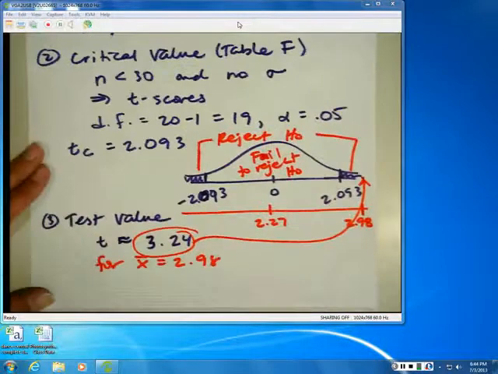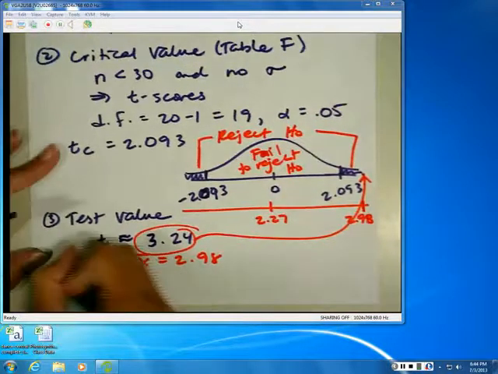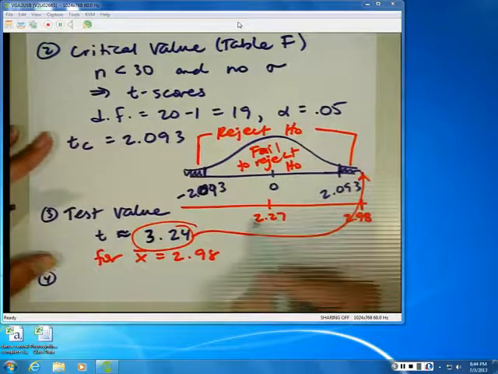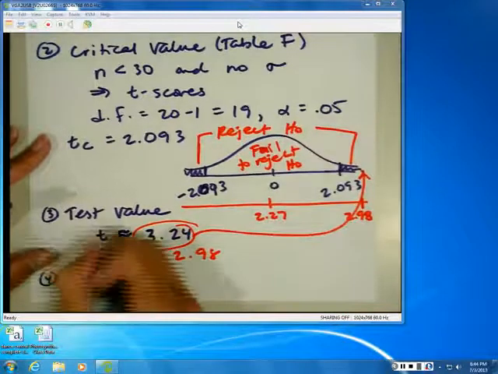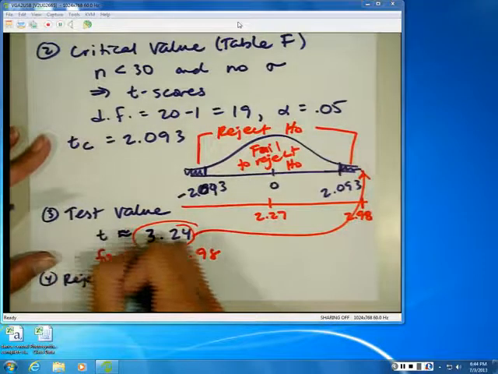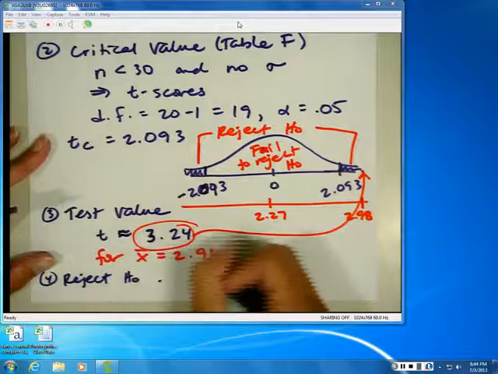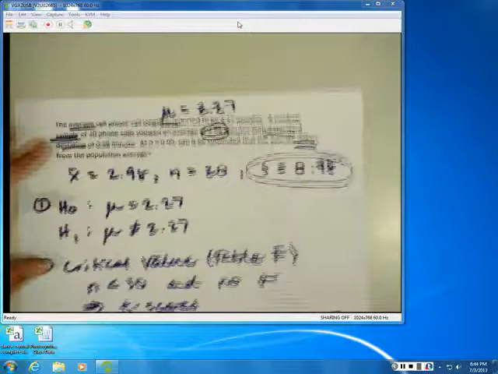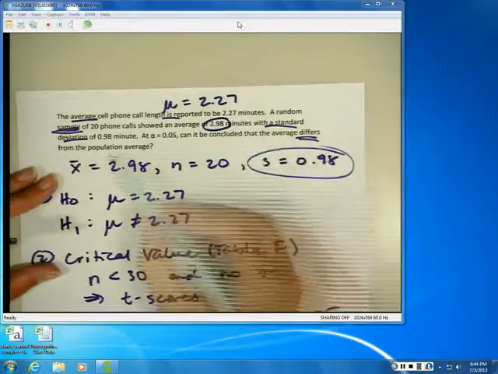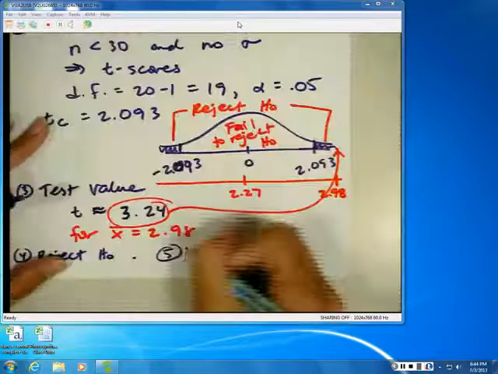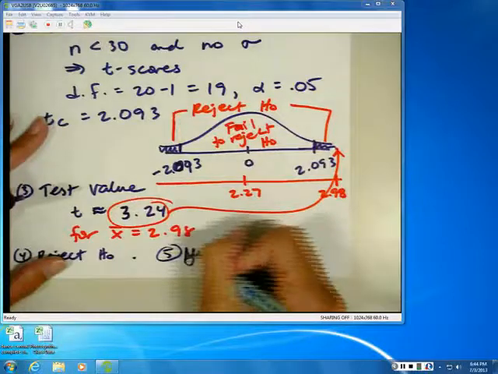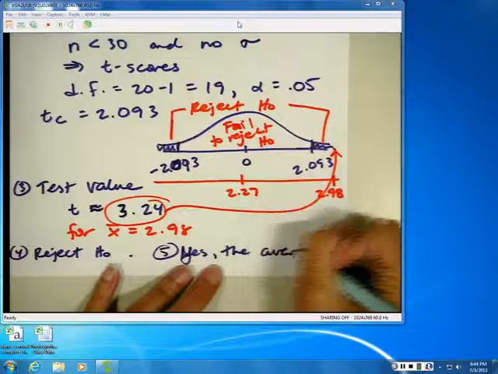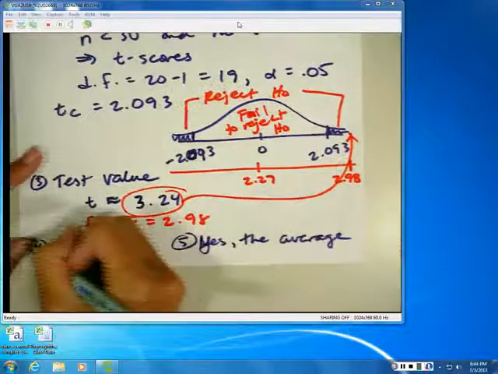So that means that we're ready for the decision. I'm in the rejection region. I'm significantly larger than the 2.27 average length. So I reject the null hypothesis. Step number 5, for my conclusion, you really want to go back and answer the question. Can it be concluded that the average differs from the population average? No. No, I'm sorry, yes. Yes, it's significantly different.